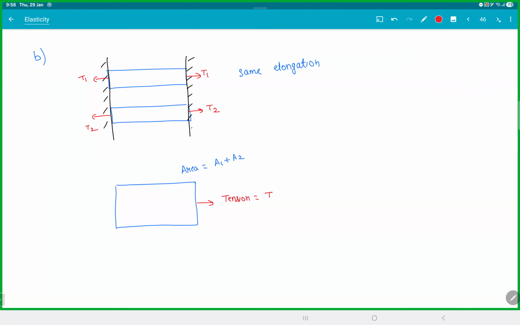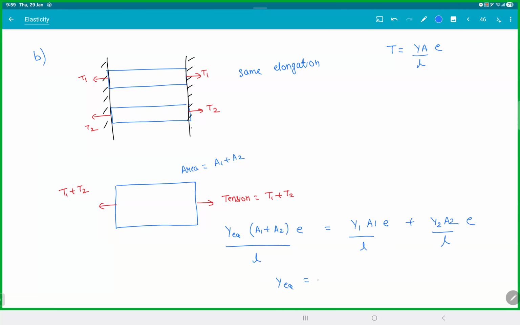And the tension will be T1 plus T2. So tension adds up. Again, same thing. So the formula for tension will be YA by L into E. So tension will be the equivalent. Area will be A1 plus A2 by length. Elongation is same. T1 will be Y1, A1 by L. Elongation is same. This is Y2, A2 by L. Elongation is same. Y equivalent will be Y1, A1 plus Y2, A2 by A1 plus A2.